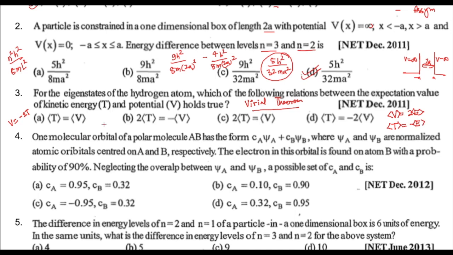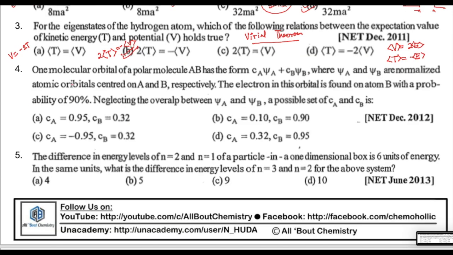So what will be the answer then? The answer will be that 2 times the kinetic energy is equal to the negative of your potential energy, that is given in your option number B. So option B is going to be the correct option. Alright, so this was a direct question from your Virial theorem. Alright, let's talk about the other question.